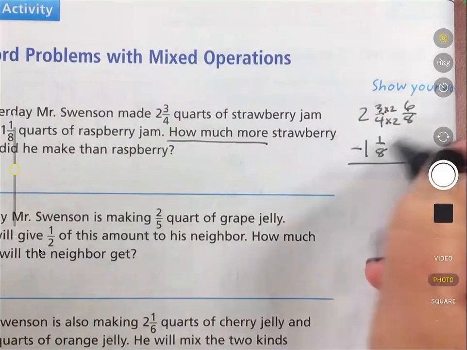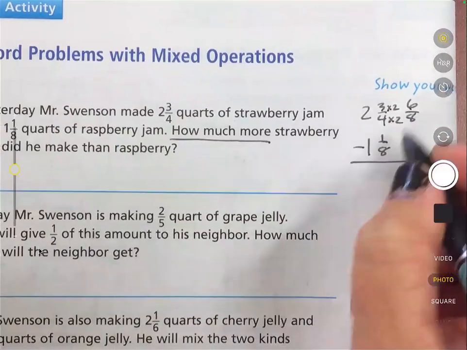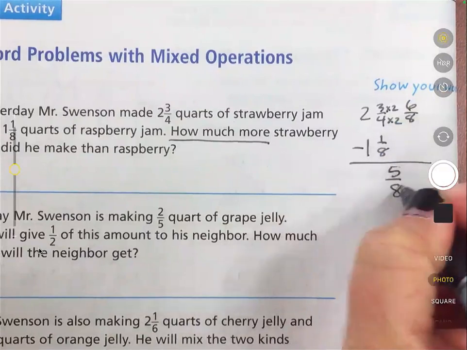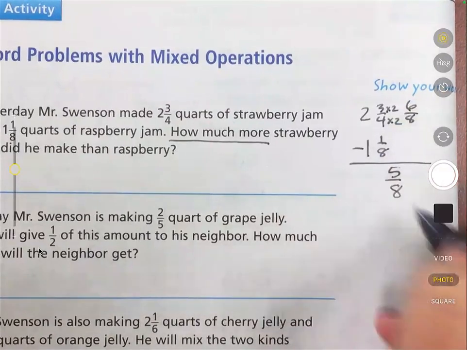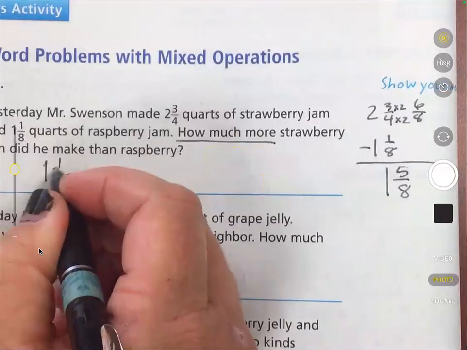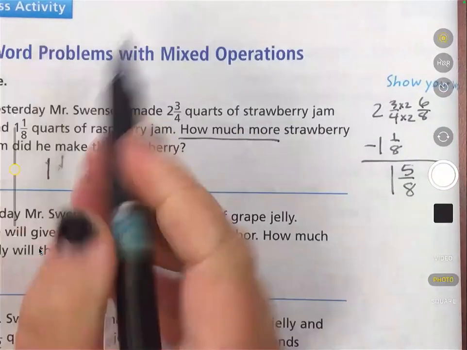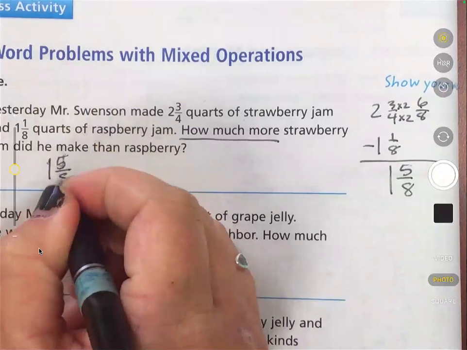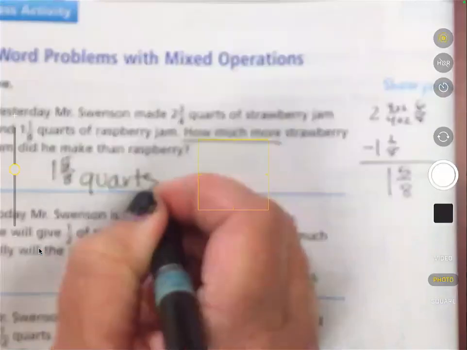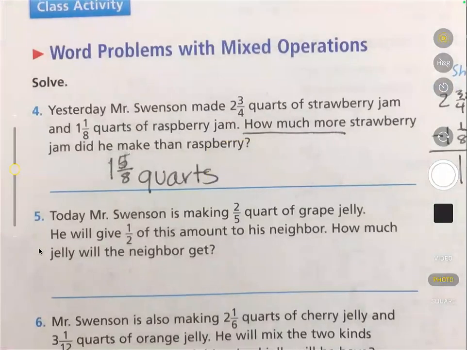Can I do 6 minus 1? Yes, that means I don't have to borrow. What is 6 minus 1? 5. 5 over 8, right? Denominator stays the same. 2 minus 1 is? 1. So what's my answer? 1 and 5/8. 1 and 5/8 monkeys? More strawberry jam. 1 and 5/8 quarts, right? Because we're talking about quarts of jam.